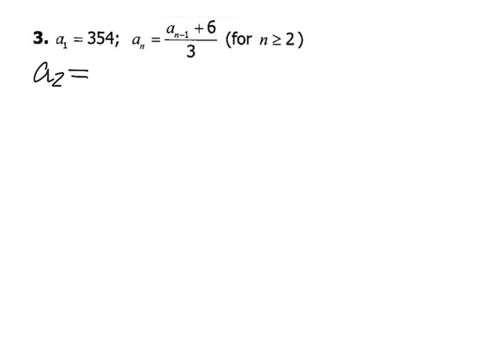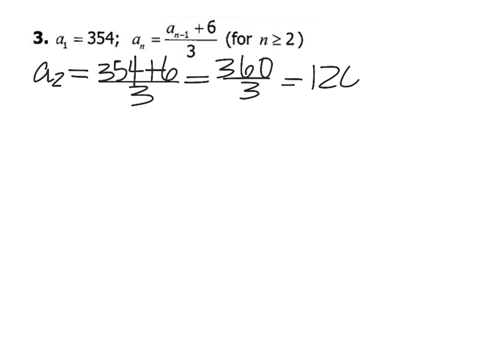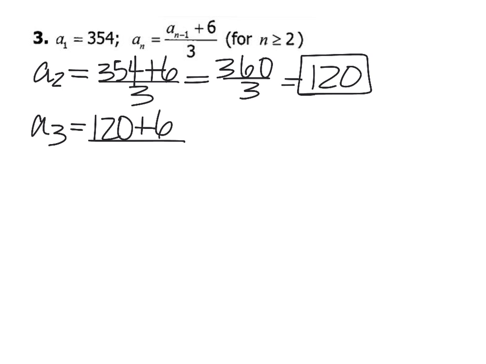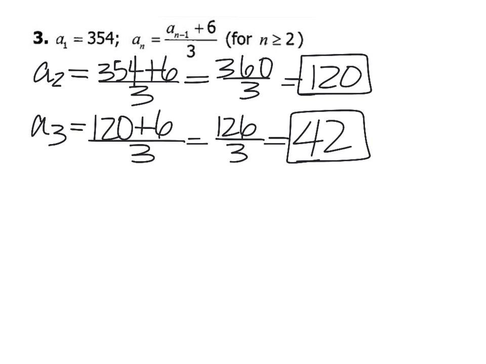All right, so to find the second term, where n is 2, we take the previous term, which is our first term, and we know that that's 354 because we're given it, add 6, and then divide by 3. So 360 divided by 3 gives us 120. So 120 is our second term. To find our third term, we want to take the second term, which we just found is 120, plus 6 divided by 3. So we get 126 divided by 3. Plug that into our calculator and we get 42. So 42 is our third term.